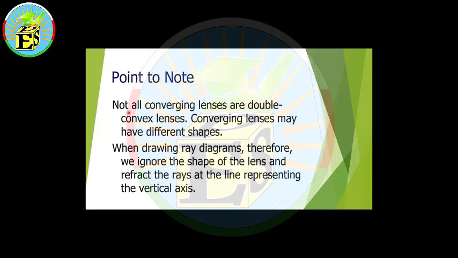Note: not all converging lenses are double convex lenses. Converging lenses may have different shapes, which would complicate ray diagrams. Therefore, we ignore the shape of the lens and refract the rays at the line representing the vertical axis.